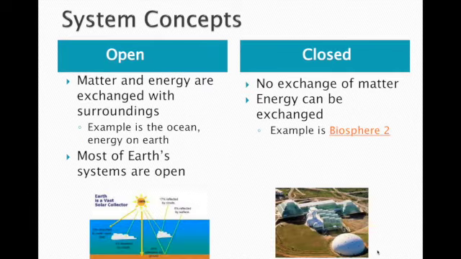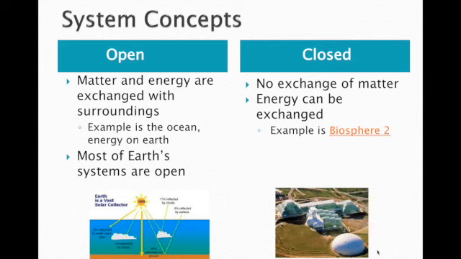Our systems can either be an open system or a closed system. In an open system, matter and energy are constantly exchanging with other systems or with their surroundings. So the ocean is an open system of energy on the earth. It's picking up energy from the wind, and it's turning into energy of the waves. Most of Earth's systems are open systems. A closed system is unusual. We don't see a lot of them, but no matter or energy can be exchanged.